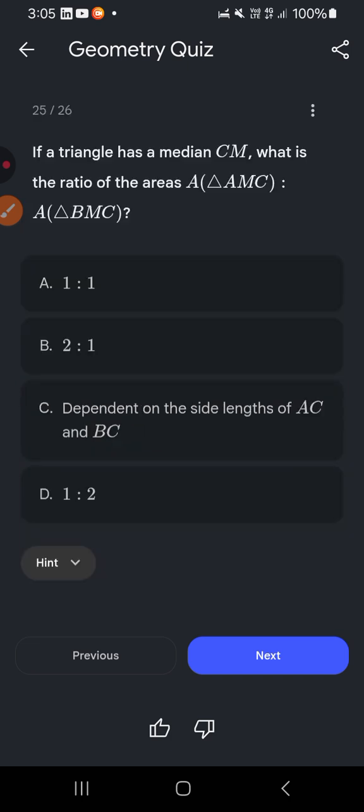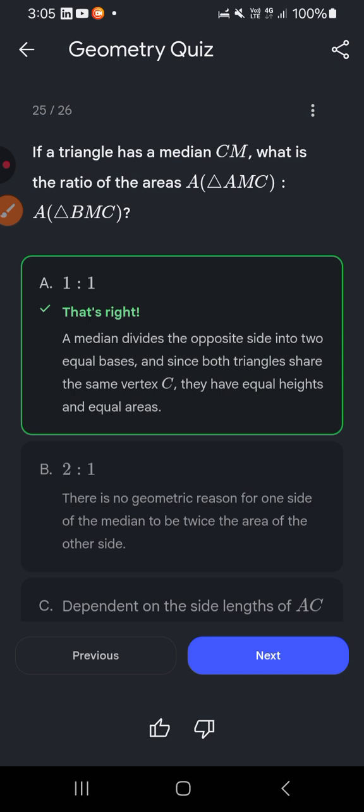If a triangle has a median CM, what is the ratio of the area of triangle AMC to area of triangle BMC? Correct option would be A. A median divides the opposite side into two equal bases, and since both triangles share the same vertex C, they have equal heights and equal areas.